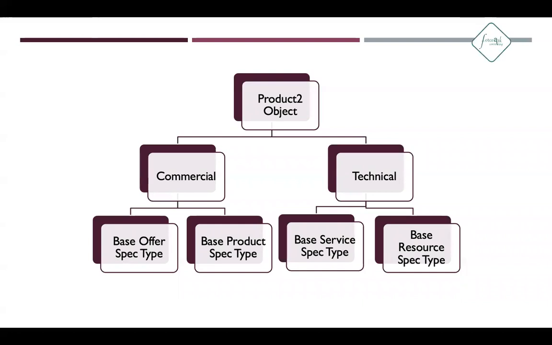So we have the Product2 object, which is the standard Salesforce object that Vlocity uses. And then we define two separate categories of this product object, right? You have a commercial product and you have a technical product. The commercial product is the customer-facing product, on top of which you build your offers and plans, and you use that for your sales journey.